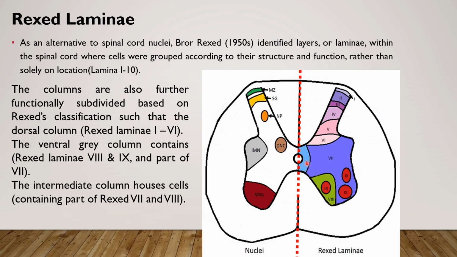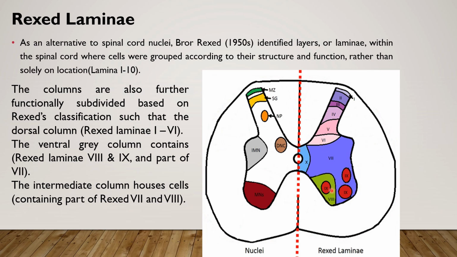In this picture you can see the Rexed lamina 1 to 10. On this side you can see nuclei. We can classify gray matter according to the nuclei or according to the Rexed lamina. Then coming to the dorsal column, it consists of lamina from 1 to 6, and the corresponding nuclei are named here from MZ to DNC, corresponding to Rexed lamina 1 to 6.